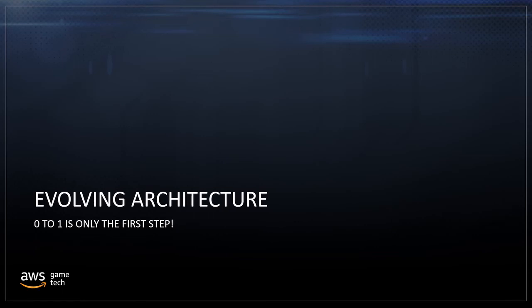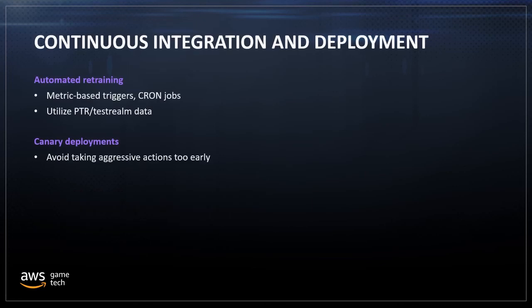Now here we have the evolving architecture next step section. Going 0 to 1 is wonderful, and I've hinted at things like Amazon Augmented AI, but there are lots of things you may want to consider when automating this even further. First being continuous integration and deployment. This is something that we know very well from the software world, and machine learning benefits from this as well. You can have triggers based on metrics for automating retraining.